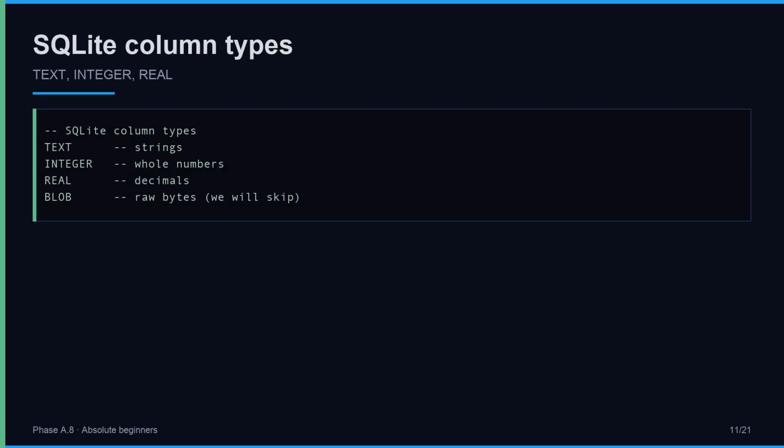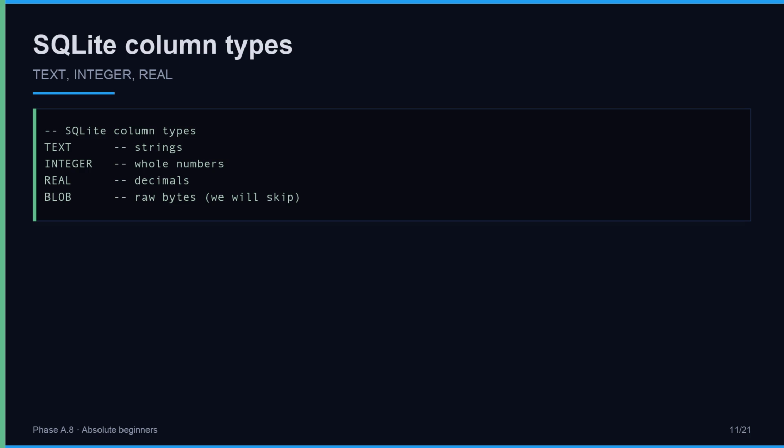SQLite gives you a small set of column types. Text is for strings, names, emails, anything in quotes. Integer is for whole numbers, counts, ages, IDs. Real is for decimals, prices, measurements, anything with a point. Blob is for raw binary data like images, though we will not use it much. These 4 cover almost everything you need as a beginner.